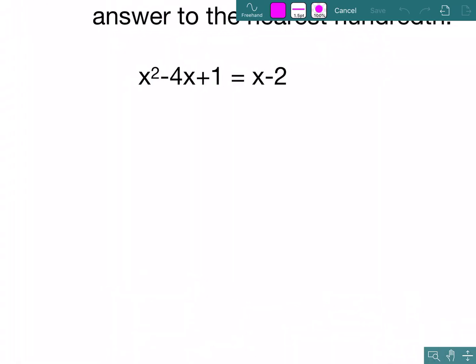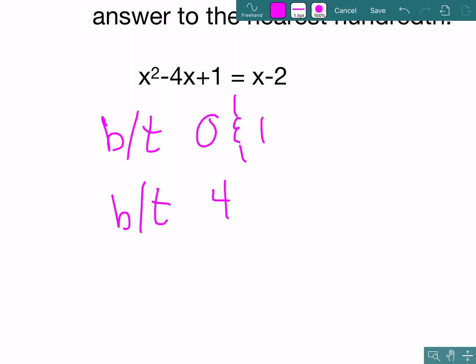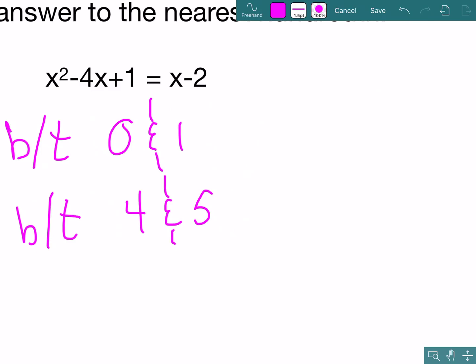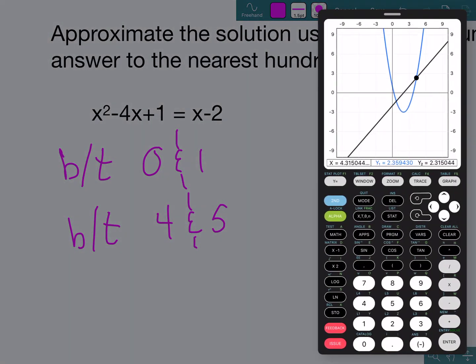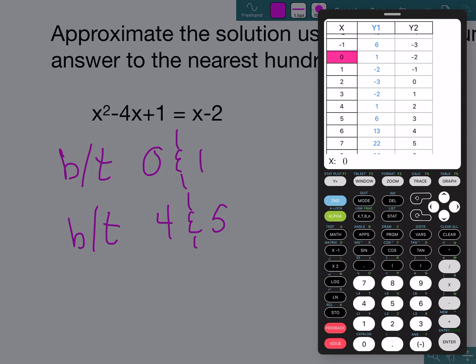Now here, there's two solutions, right? Again, I've got a parabola, kind of U-shaped, and a line. So I've got two solutions. Looks like one of them appears to be between 0 and 1. And the next one appears to be between 4 and 5. Okay? So I know I've got two solutions here. I know that one solution is between 0 and 1, and the other solution is between 4 and 5.